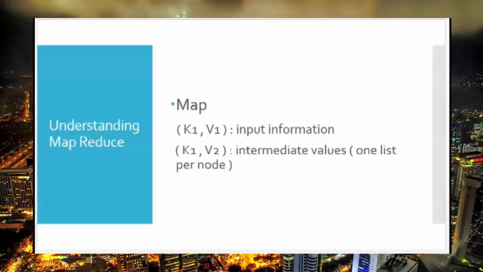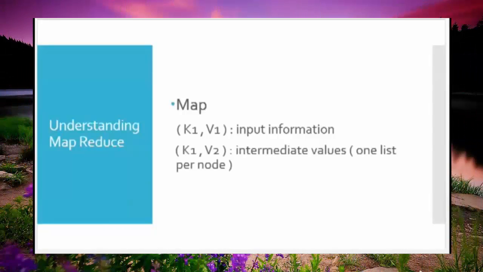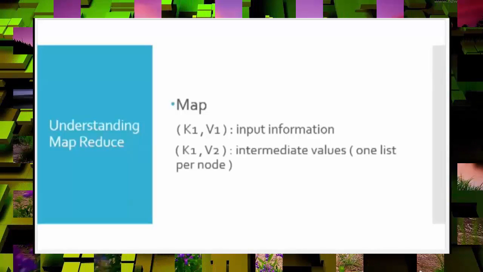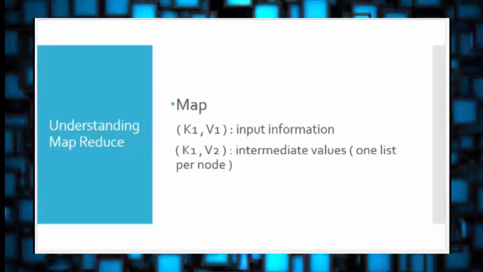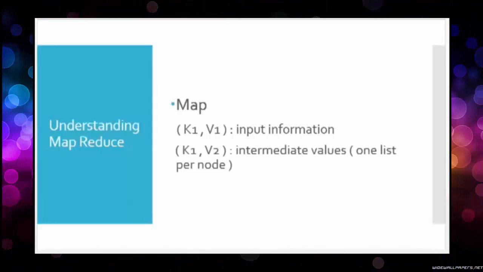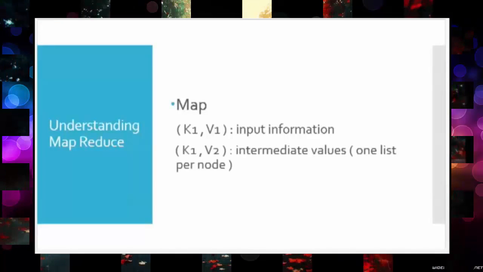That will produce, once the map logic runs on each node, a list of key 2 and value 2 pairs. Those are called intermediate values. There's going to be one list for each local node. By default, if we did something like a word count, it would be the word and then the number 1. So the 1, man 1, is 1, at 1, home 1, like that.